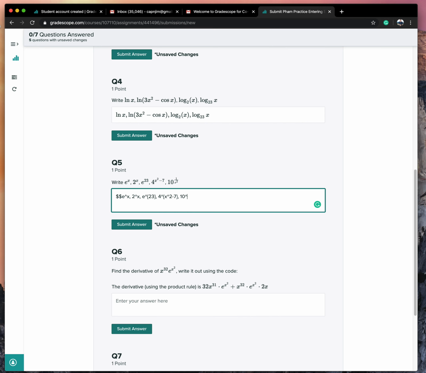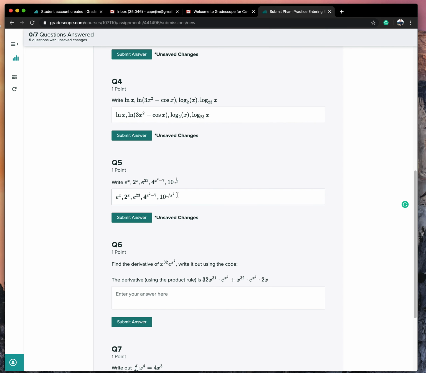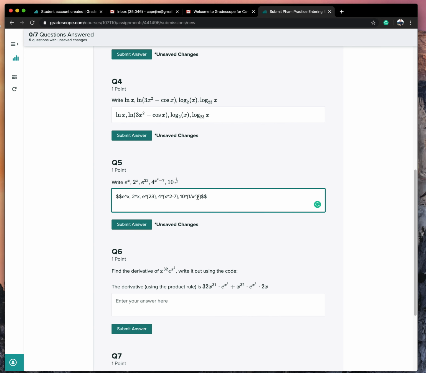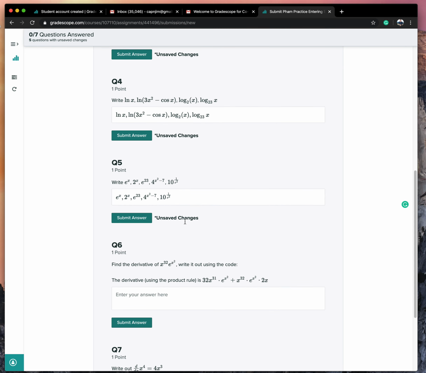10 to the, so I'm going to do this one way first. I'm going to do 1 divided by, just using the forward slash symbol, x to the second, and we'll see how that looks. So that looks like 10 to the whatever x squared, that's fine, but it doesn't look the same as that. If you want just a slash fraction, it's fine to use the forward slash. But if you want the fraction to look like a horizontal fraction, you need to use the fraction command: backslash FRAC, open brace, numerator, close brace, open brace, denominator, which is x squared, close the brace. And then that'll look like that there.